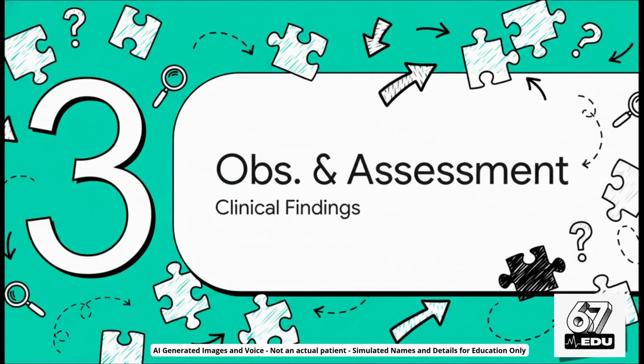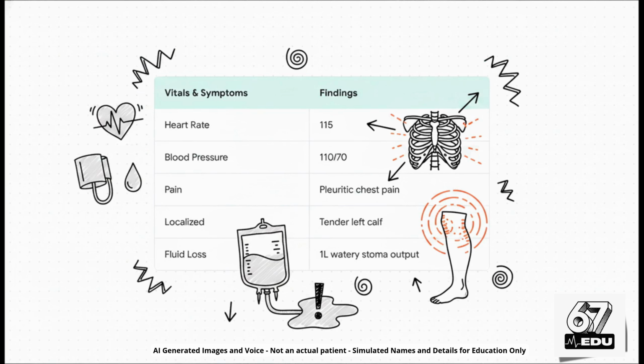All right, Section 3, Observations and Assessment. This is where the puzzle gets really tricky. When he was readmitted through the ED, his heart rate was up at 115, blood pressure at 110/70. But look at these symptoms: pleuritic chest pain and a tender left calf. If you work in healthcare, alarm bells are probably ringing in your head for a deep vein thrombosis that's broken off into a pulmonary embolism, or PE. It's a textbook presentation. But wait, check out that last row. He also lost a massive 1 liter of watery stoma effluent in just 4 hours. I mean, that is a staggering amount of fluid and electrolytes rapidly flushing out of his body.